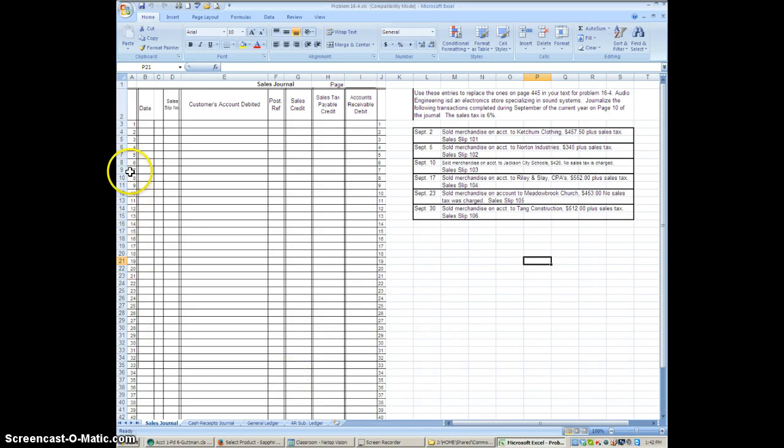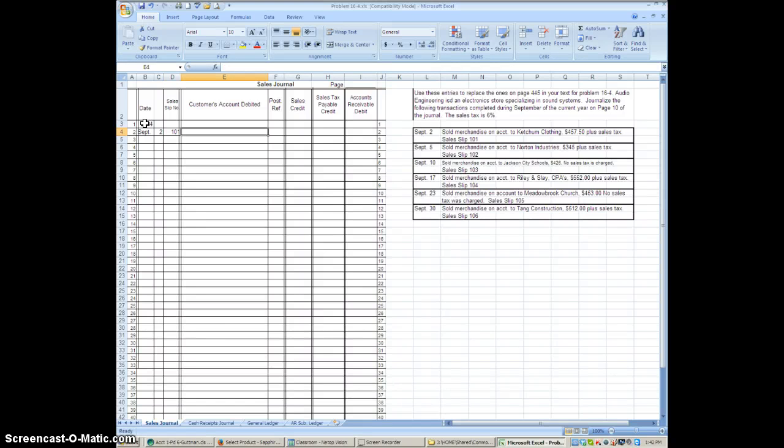So the first thing we're going to do, just like always, is we're going to go up here to the date. We're going to type that in. And we have the month of September 2nd. Now, this column is used for your sales slip number because all of the transactions that go into the sales journal, as you learned earlier, are for the sale of merchandise only, and it has to be on account. So the source document that's used with that is a sales slip. So we're going to make that 101.